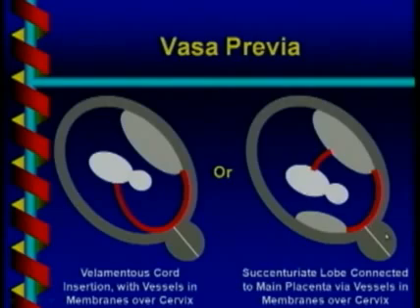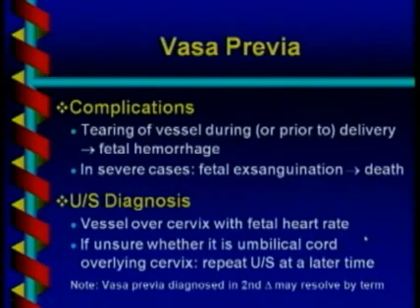With a velamentous cord insertion, since the cord travels for a while under the membranes away from the placenta, if it happens to go over the cervix during its course under the membranes, it's called a vasa previa. You can also get a vasa previa when there are two lobes of the placenta and the blood vessels that connect them travel over the cervix.